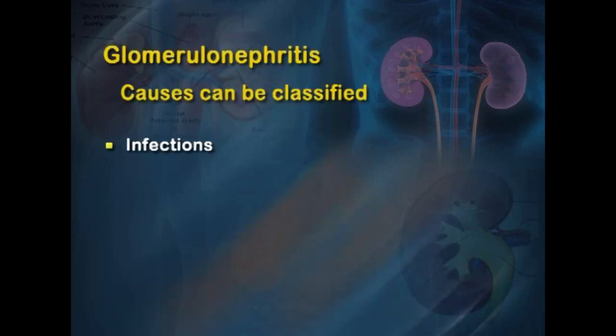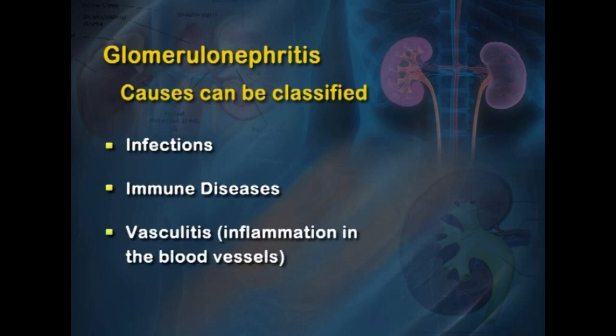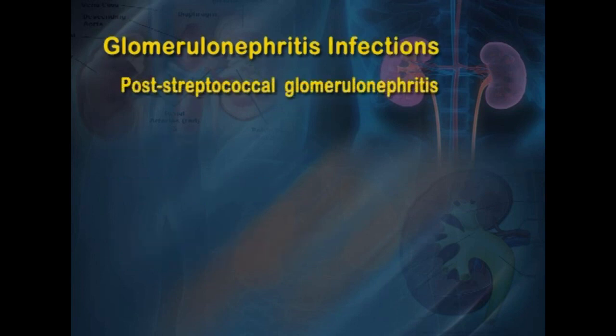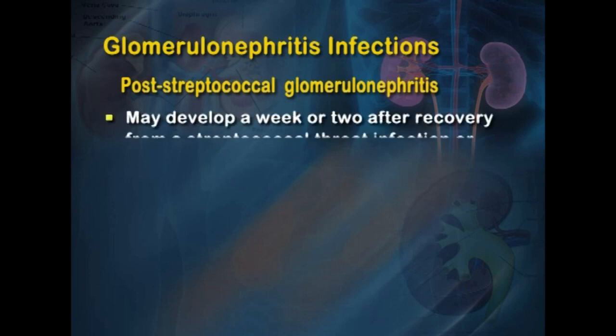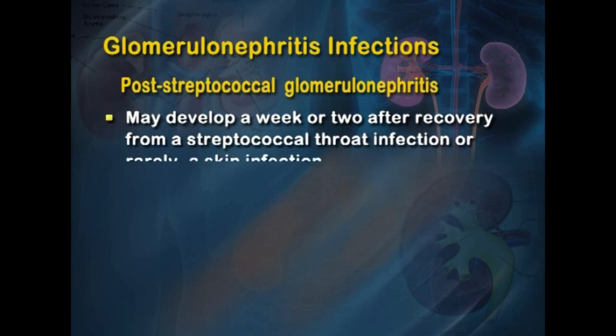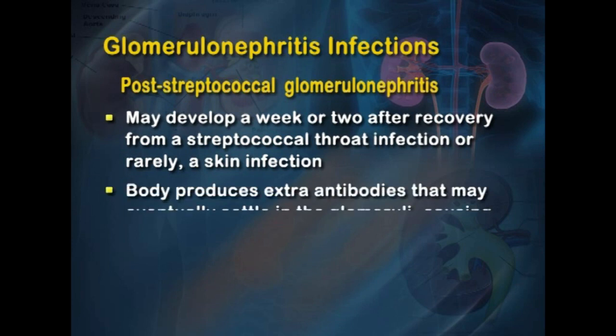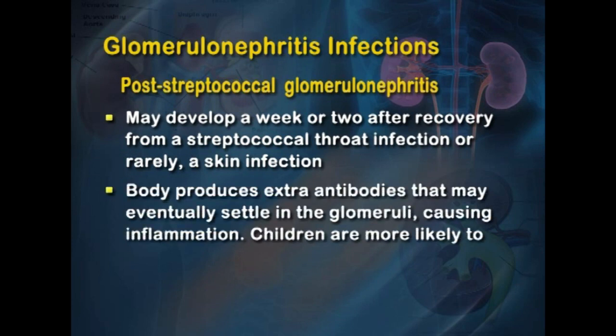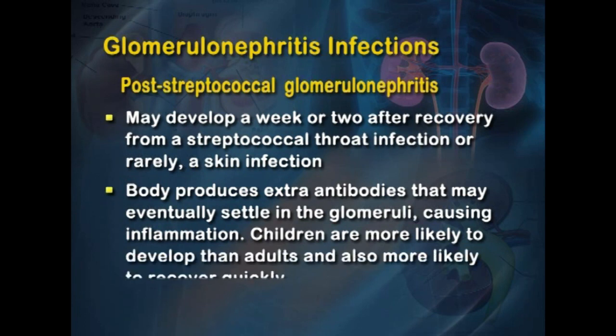There could be infections, there are immune diseases, and it could even be vasculitis. Vasculitis is inflammation in the blood vessels. Now if we look at the infections, post-streptococcal glomerulonephritis may take a week or two to develop, and it is rarely associated with a skin infection. The body produces extra antibodies that may eventually settle in the glomeruli, and that is how it causes inflammation. Very often children are more likely to develop it than adults, and they also recover quickly as compared to adults.